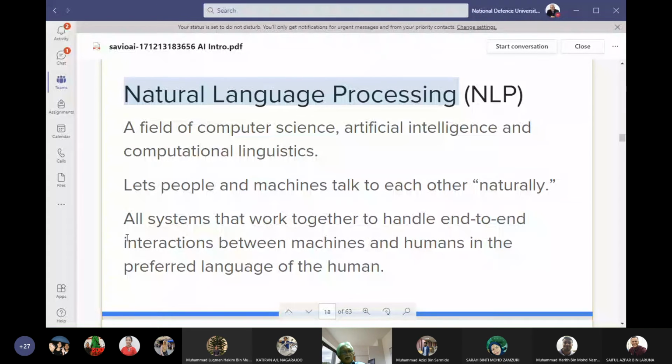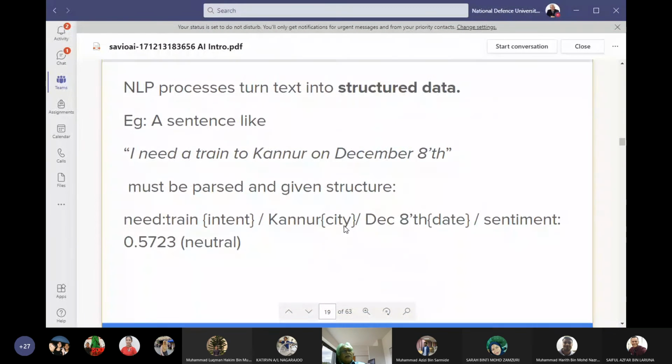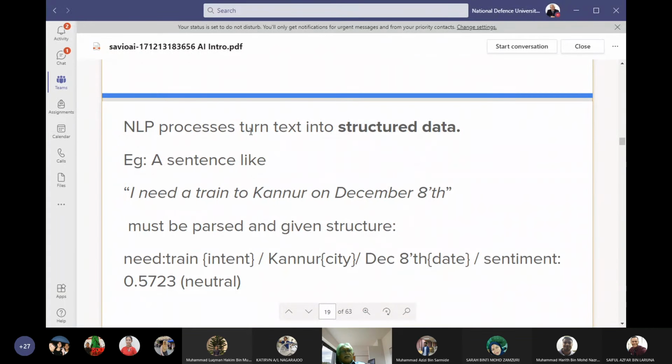These are all systems that work together to handle end-to-end interaction between machine and human being in the preferred language of the human being. Now here, NLP processes turn text into structured data. You can book a train ticket using human language with a computer. For example, you go to a kiosk that sells tickets and say, I need a train to Kano on December 8th. So what the computer does is translate it into a ticket. To where? To Kano, a city. When? December 8th.